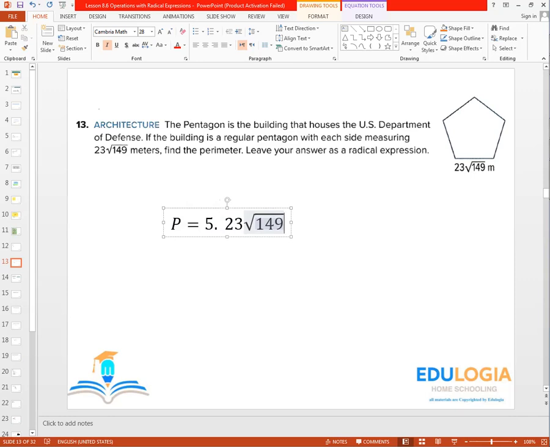Can 149 be simplified? Dividing by 7, can't be. By 17, can't be. By 19? I am trying big prime numbers. Not divisible by 2, 3 or 5. Last try: 149 divided by 11, no. By 13, no. By 23, no. Hopeless case. So it's 5 by 23.